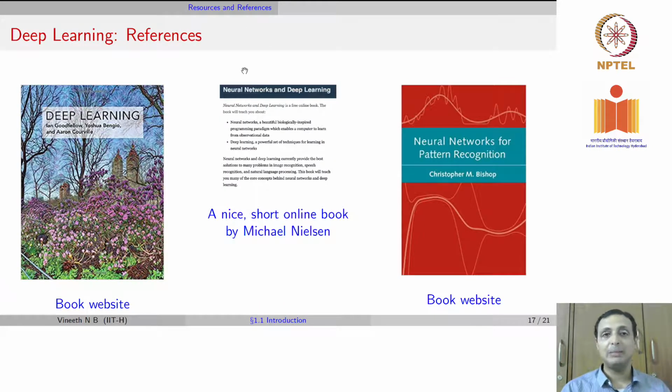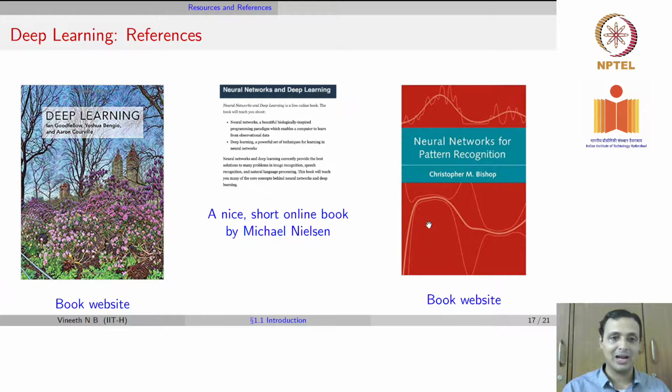There are also the popular deep learning references. Deep Learning by Ian Goodfellow, Yoshua Bengio and Aaron Courville. The book website has the book. There's also a very nice short online book by Michael Nielsen, which we'll refer to when required. And also the book by Christopher Bishop on neural networks for pattern recognition. While these are good references for you to follow, for each lecture we will point you to where you can look, and sometimes we will just point you to good blogs and posts that are online. These days you have some excellent blogs that explain concepts well, so we will point you to those as and when required and possible.